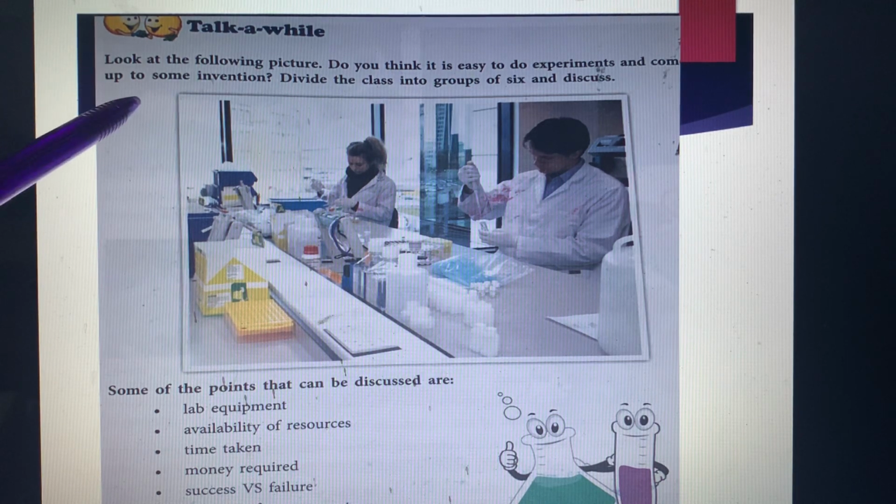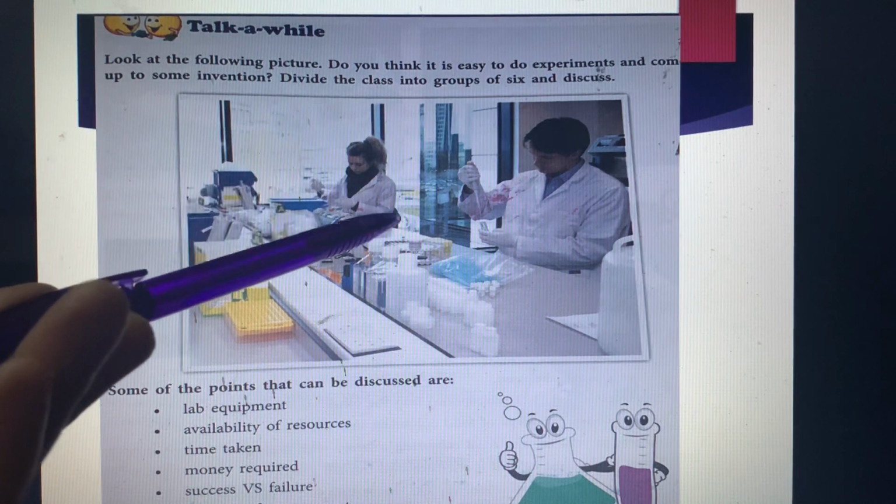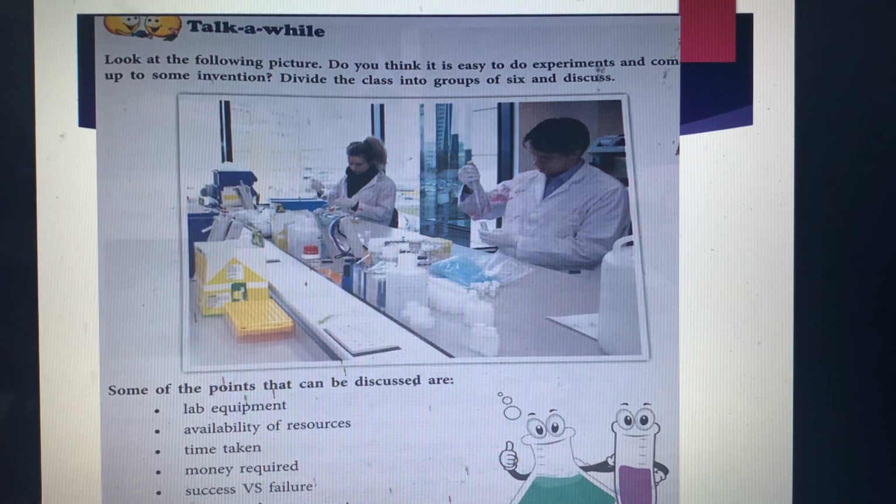And come up to some invention. Is that necessary? Whenever we do an experiment, there will be the invention. No. Divide the class into groups of 6 or discuss. So you cannot do this in your class as you are not attending the classes right now. So you can do it at your home. Fine. You can call the 6 members, make a group, then discuss.